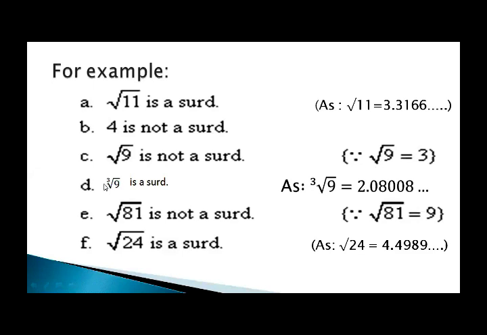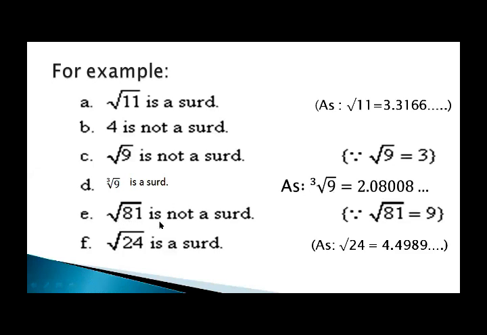Next example is saying that cube root of 9 is a surd. While square root of 9 was not a surd, here cube root of 9 is a surd. Why? The reason is shared here. When you take the cube root of 9, we are unable to get three identical factors of 9. And by using the calculator, we will see that it gives us 2.08008 and so on. It means the value is ongoing, and there is no specific repetition of the digits after the decimal point. So, cube root of 9 is a surd.